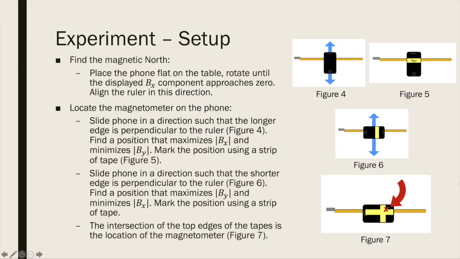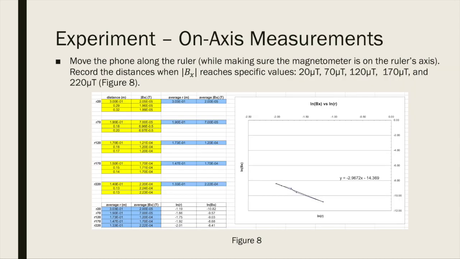is 0. For the setup of the lab, I first oriented the ruler towards magnetic north by rotating the phone until the x component of the magnetic field is 0 and pointing the ruler in the same direction. Next, I located the magnetometer of the phone by performing the following tasks in the slide. For the on-axis measurements, I moved the phone along the ruler and recorded the distances when Bx reaches specific values. The data are recorded in Figure 8.